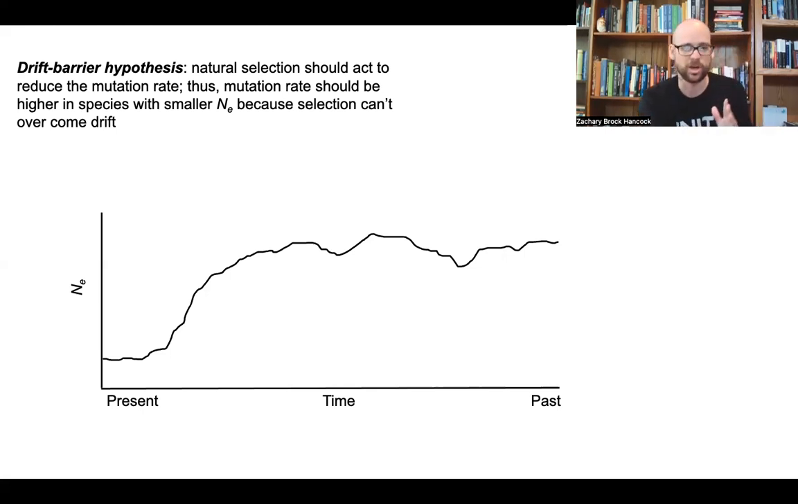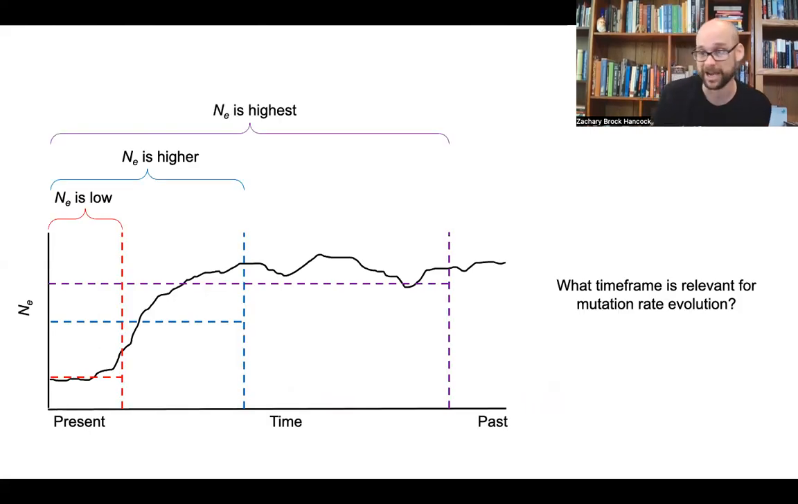Okay, so now imagine we are asking about the drift barrier hypothesis. We want to know, is there a correlation between mutation rate and population size? Well, it depends on which part of the past we are investigating. So I've drawn lines to represent how far back into the past we're looking. Let's say we're investigating the very recent past, with this vertical red dashed line, and this horizontal one is the average. So we're averaging over that time interval. In that time interval, the effective size is low, right?